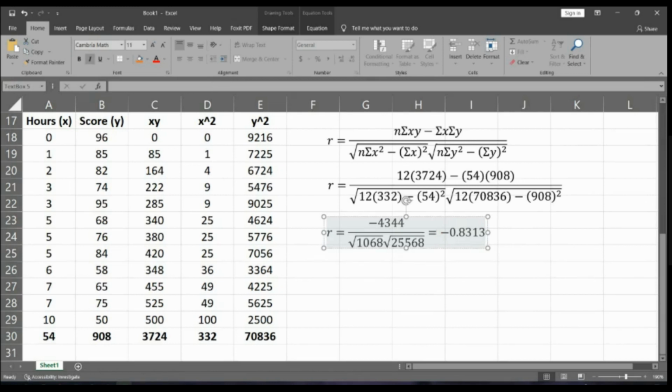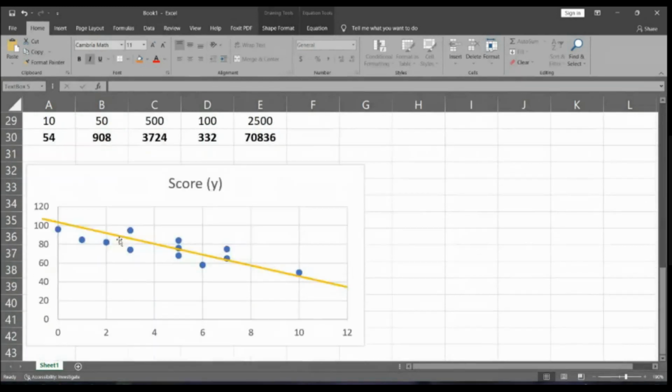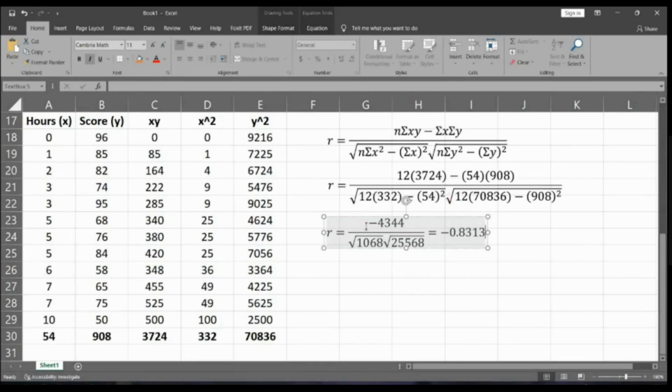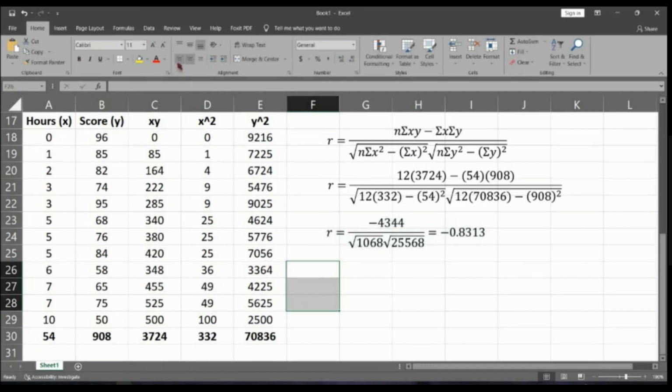This confirms our scatter plot diagram. Diba? This is negative. Okay, this is negative. The slope of this line is negative. And at the same time, very evident siya because the coefficient is very close to negative 1. Okay, so we may now go interpret this result. Interpretation.